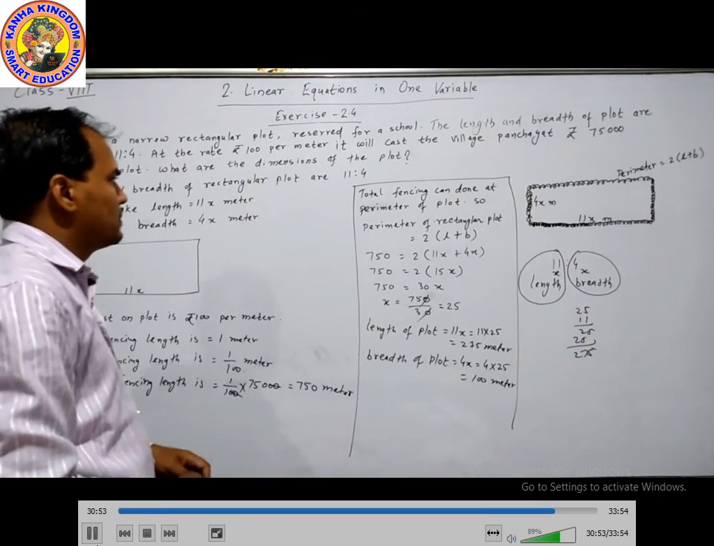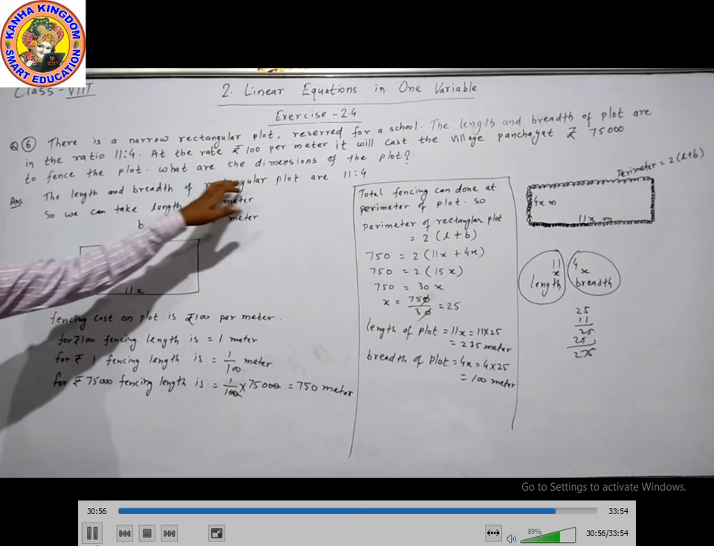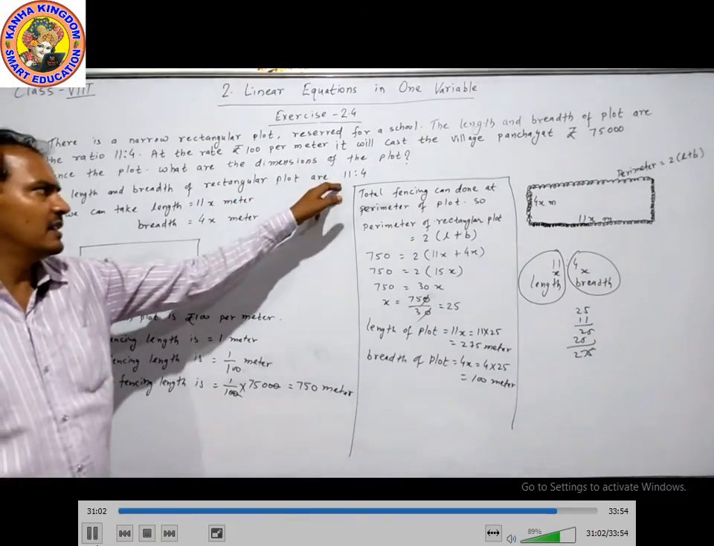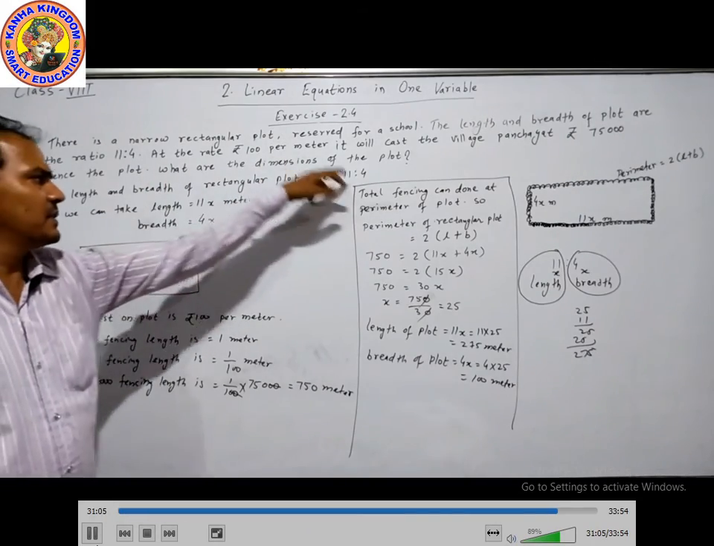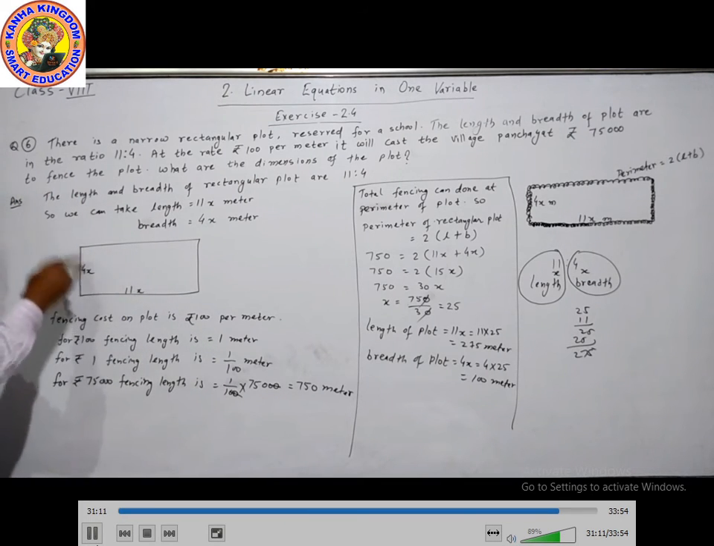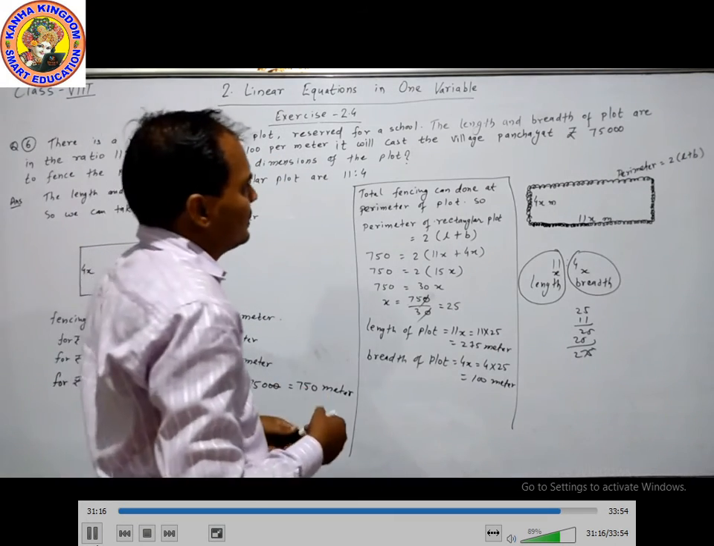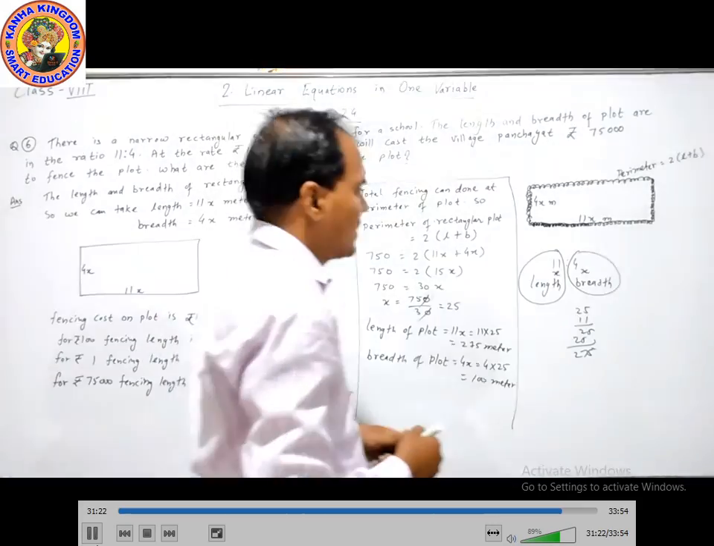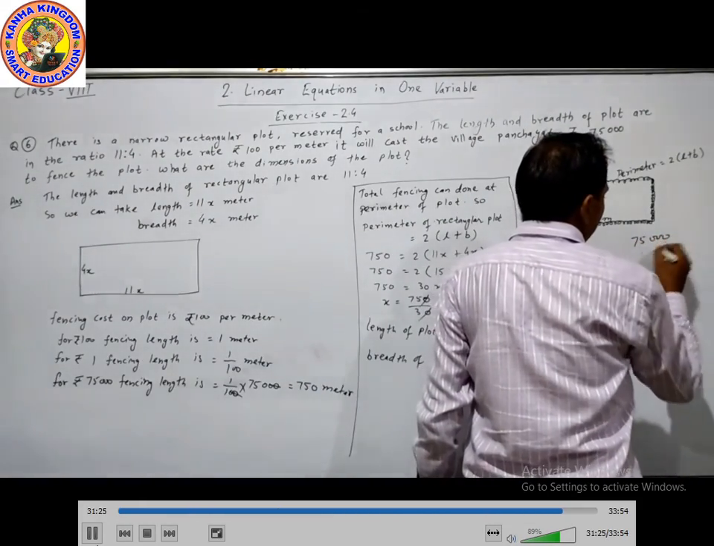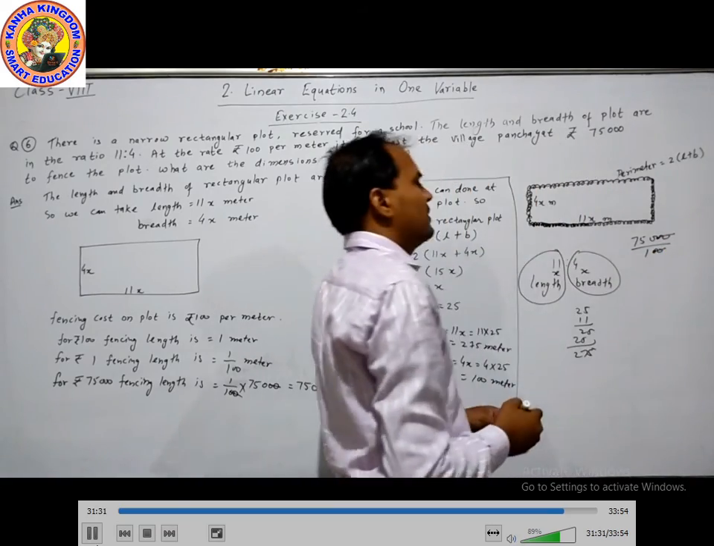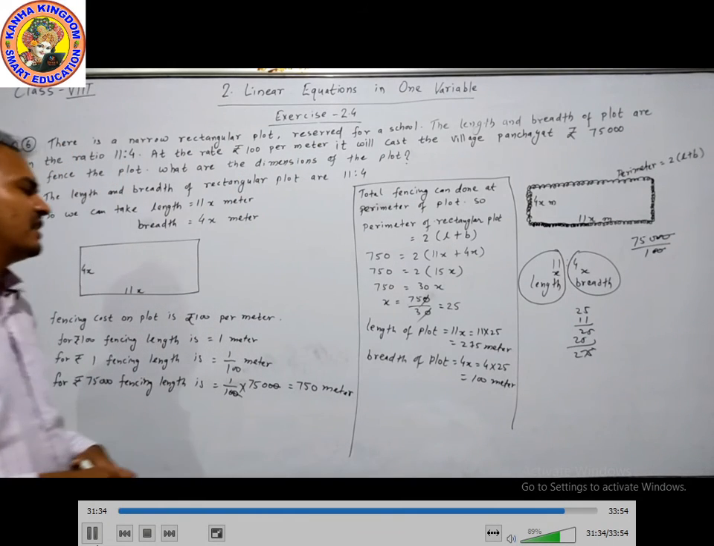What are the dimensions of the plot? First of all, the length and width of the rectangular plot are in the ratio 11 to 4. So we can take length as 11x and width as 4x. This is our plot. This is our 11x, this is our 4x. At the rate of 100 rupees per meter, it costs the village panchayat 75,000. Total cost 75,000, per meter cost 100. This will be 750 meter.